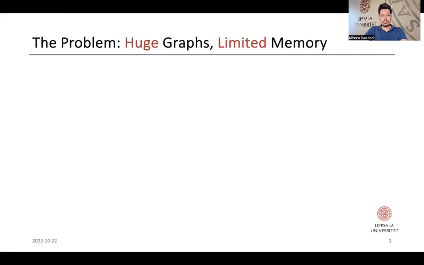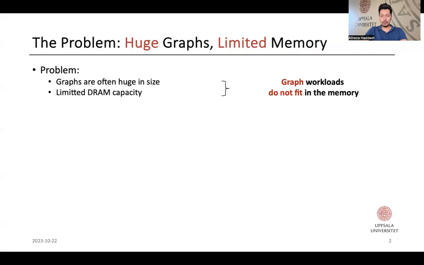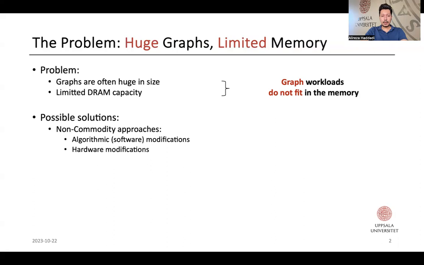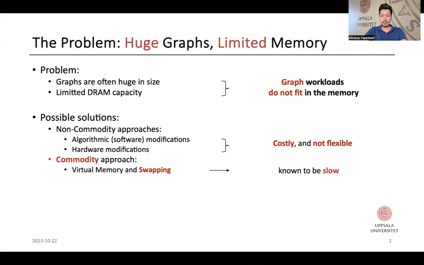So we're going to introduce the problem now. The problem is that in graph processing applications, graphs are often huge in size, and we only have limited DRAM capacity. So the graph workloads do not fit into the main memory. We have two possible solutions for that. One is non-commodity approaches, which require algorithmic and hardware modifications. They are costly and not flexible. We have a well-known commodity approach, which is virtual memory and swapping, but it's known to be slow.